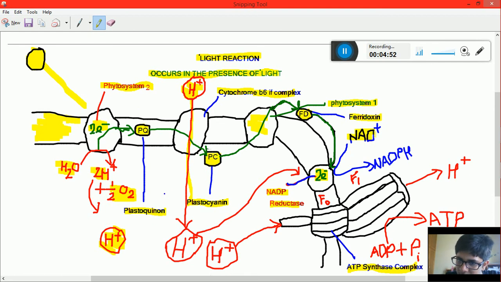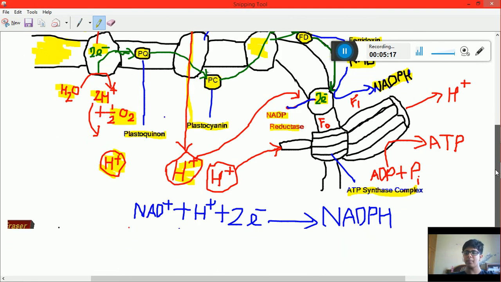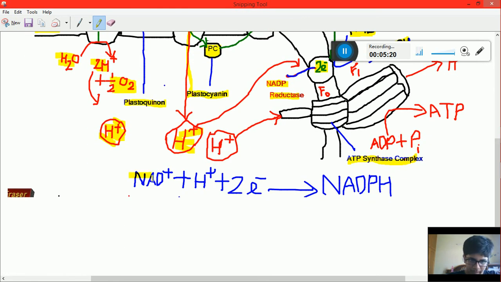NADP plus, which is present in the thylakoid or in the leaf, is converted into NADPH when it reacts with 2 electrons and 1 hydrogen ion that is received through this pump or through the first reaction. That produces NADPH, which is required for the dark reaction. NADPH is a very essential component of the dark reaction. So if we summarize this reaction: NADP plus, one hydrogen ion and 2 electrons convert into NADPH, or nicotinamide adenine dinucleotide phosphate hydrogen.